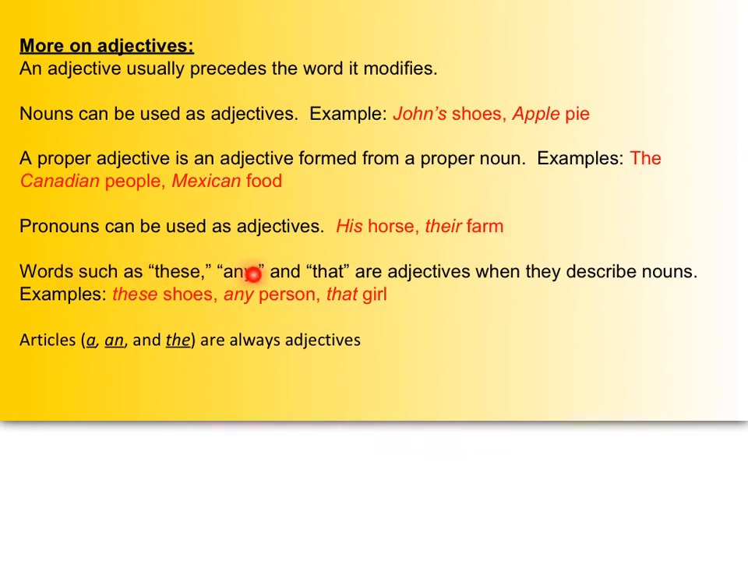Words such as these, any, and that are adjectives when they describe nouns. Examples, these shoes, any person, that girl. And then finally, articles a, an, and the are always adjectives. Always.